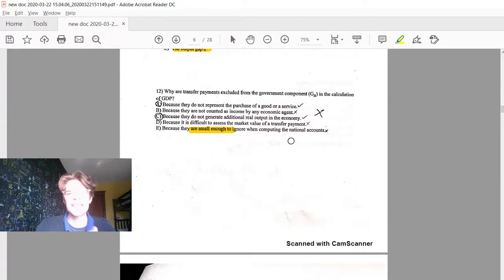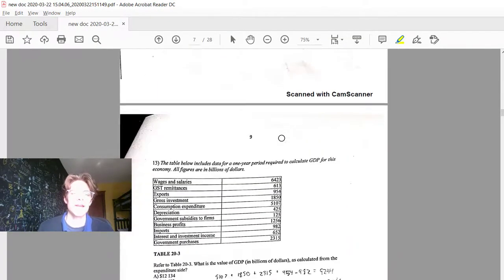So I guess they generate real output because the seniors receiving that income would then purchase stuff with it, which would count as consumption. So I guess I could see that, which narrows it down to A, because they do not represent the purchase of a good or service, not directly. So that makes sense.